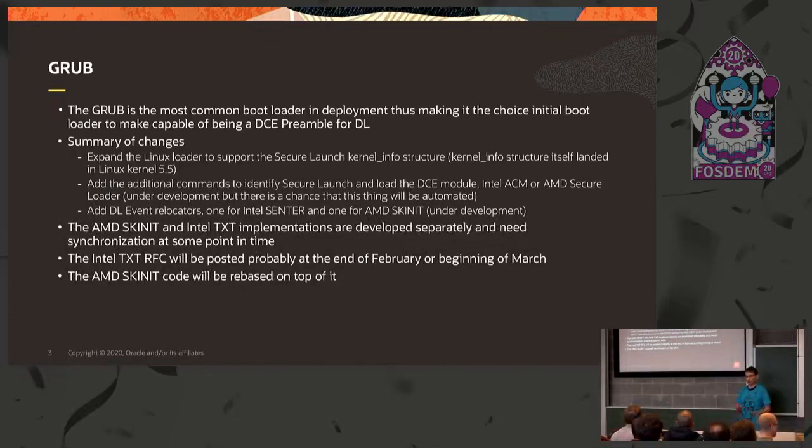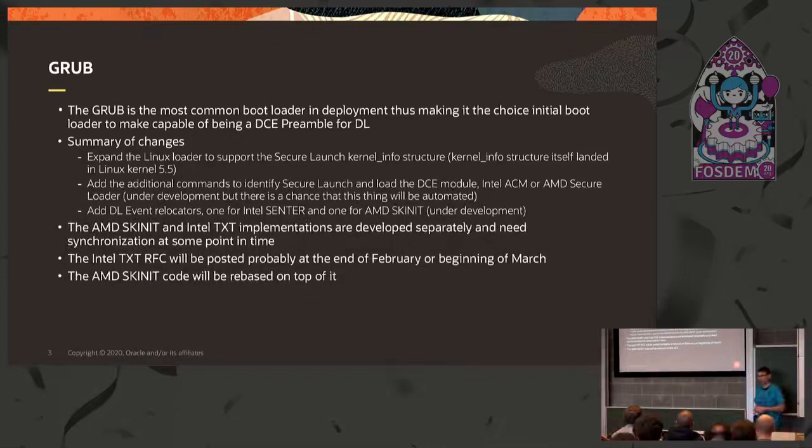And after quite a long discussion with x86 maintainers, we hammered out something which is called kernel infrastructure. It is an addition which allows you to convey some information from the kernel to the bootloader. Currently, this infrastructure is in Linux kernel 5.5, and we will build the whole solution on top of that.